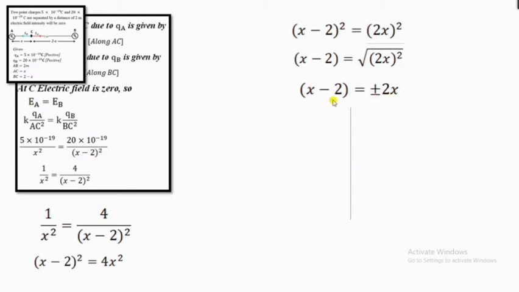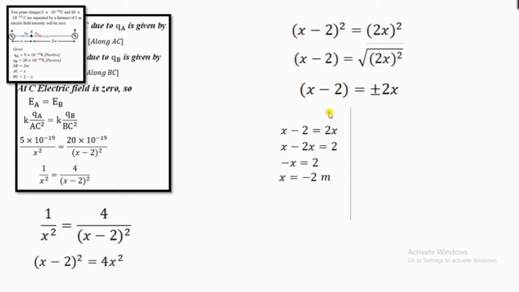So there will be two conditions. If this is plus 2, we will have one condition, and if this is minus 2, we will have another condition. If you take this to be plus 2, then you will get x is equal to minus 2 meter. Minus 2 means your position is somewhere out here, so it is not coming between q1 and q2, so this distance is not possible. I have to find the distance in between qa and qb. x is equal to minus 2 meter goes towards the left of qa, so I cannot take this distance.